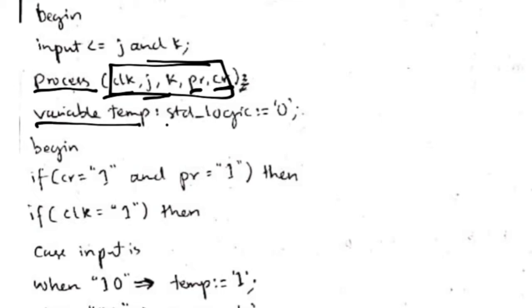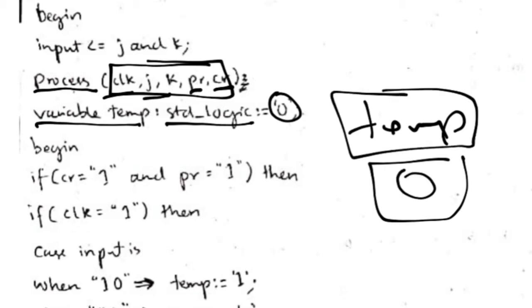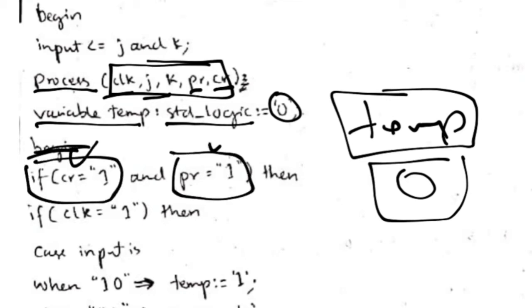Then variable temp, standard logic is equal to 0. Temp is another variable which will have the value 0. Temp is used for setting the Q and Q bar value. Then we will use begin, if CR is equal to 1 and PR is equal to 1. When clear and preset both are high, then only this circuit will work. The JK flip-flop works only when clear and preset both are high.